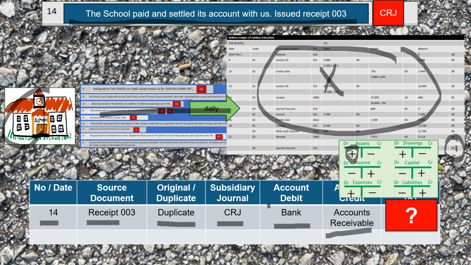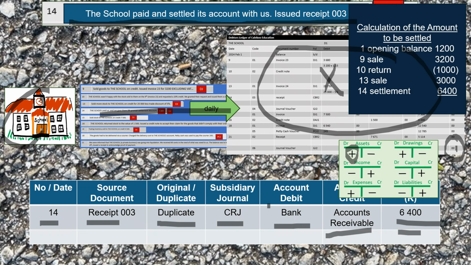Accounts receivable gets smaller because the amount the debtor owes us decreases by the amount that was settled. And now we're trying to calculate the amount. And the amount was 6,400. Given by, in the top right hand corner here, I showed you how to calculate that amount of 6,400.